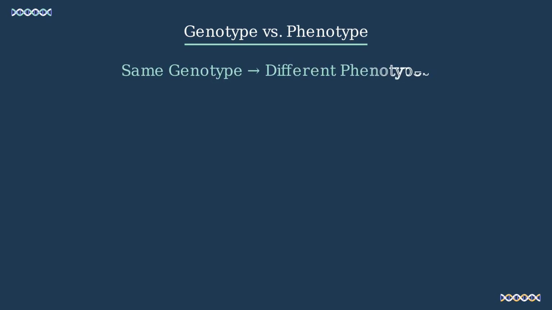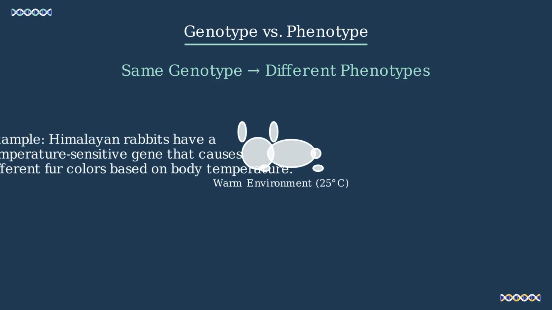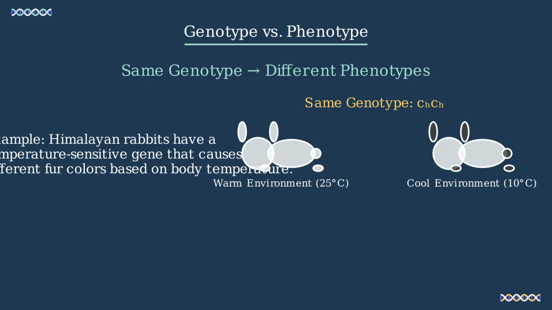Conversely, the same genotype can produce different phenotypes under different environmental conditions. For instance, Himalayan rabbits have a temperature-sensitive gene. In warm environments, they develop white fur all over their bodies. But in cooler environments, the same genetic code produces dark fur on their extremities, like ears, nose, and feet, all with the identical genetic code.